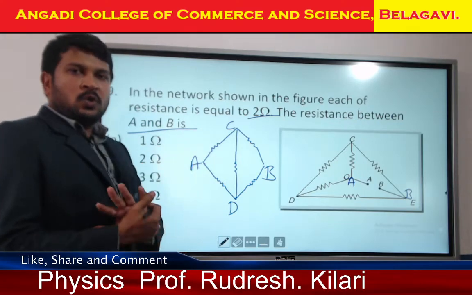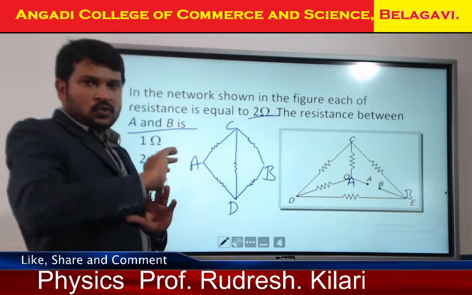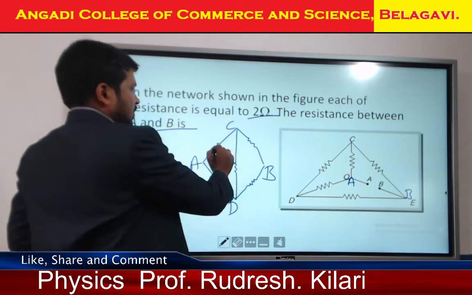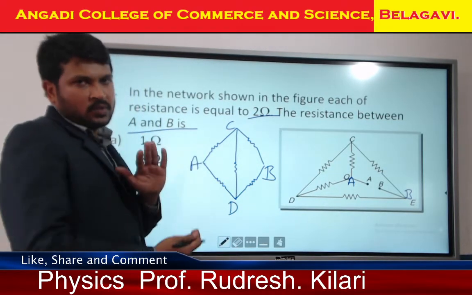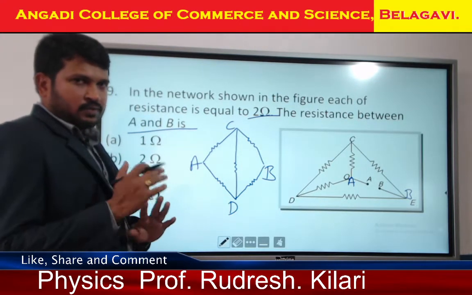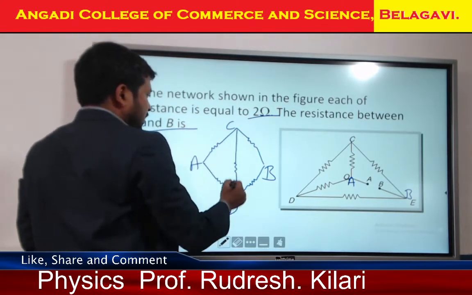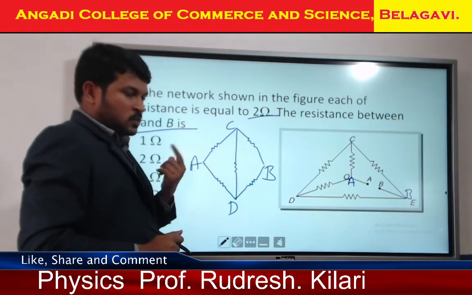All are 2 ohm, 2 ohm, 2 ohm. Okay, at the middle, Ig value equals 0. But how are these two connected? These two are connected in series. What is the formula we have for series? R1 plus R2. So, students, 2 and 2 ohm, how much can we get here? By simplifying, 4 ohm. Again by simplifying this one, 4 ohm.